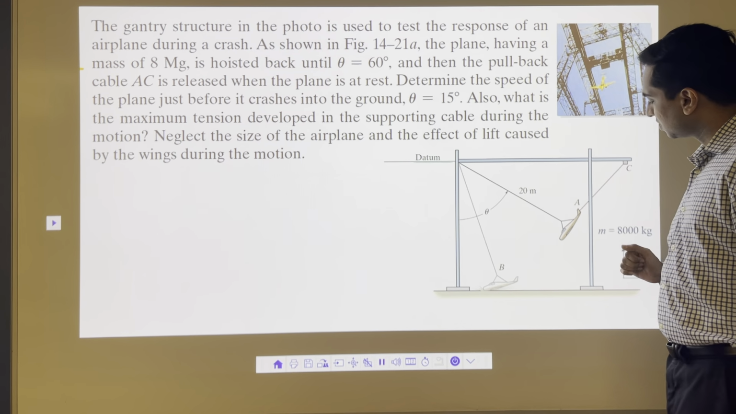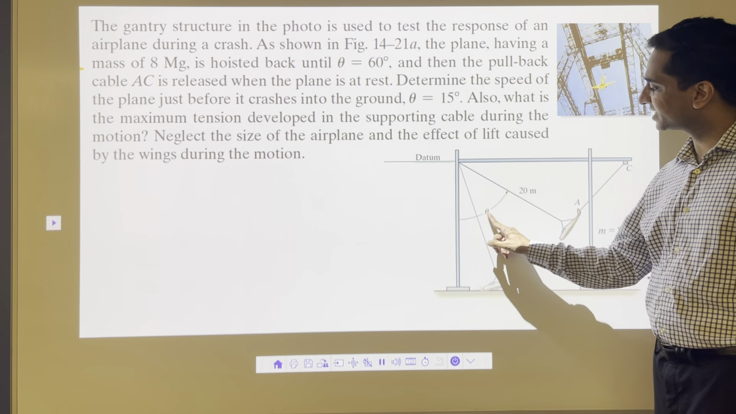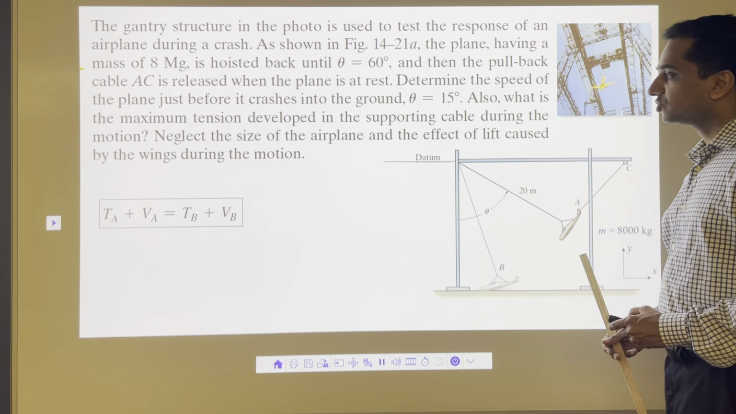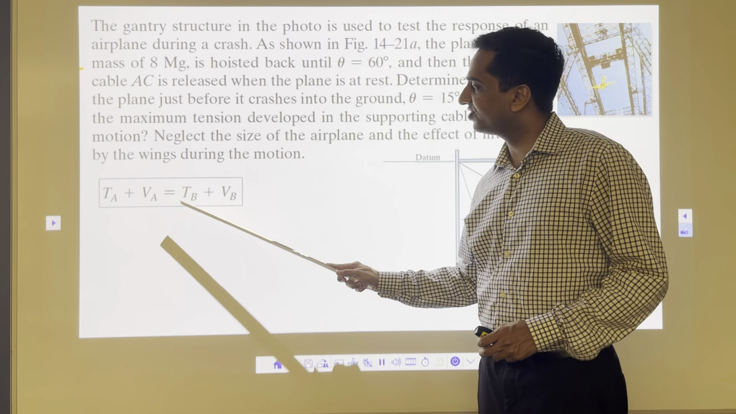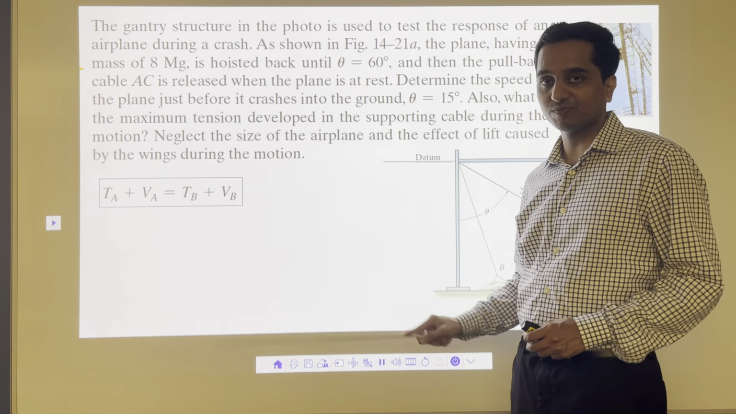Now what else information is given is this angle is 60 degrees and this angle is 15 degrees. That's the information given. So we are going to use this principle here: initial kinetic energy and potential energy equal final kinetic energy and potential energy.